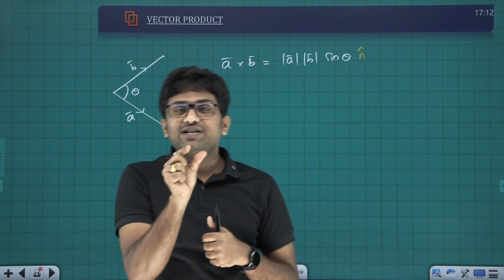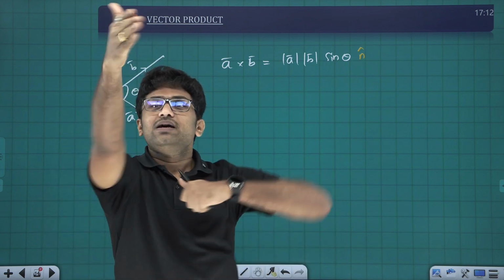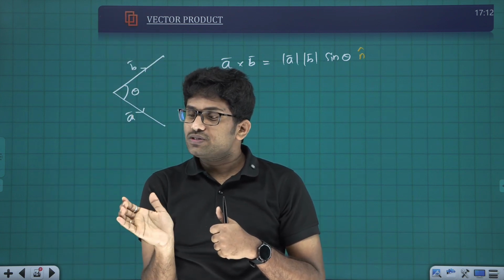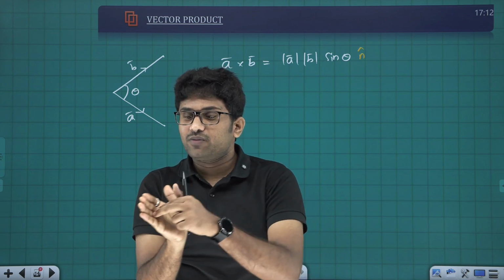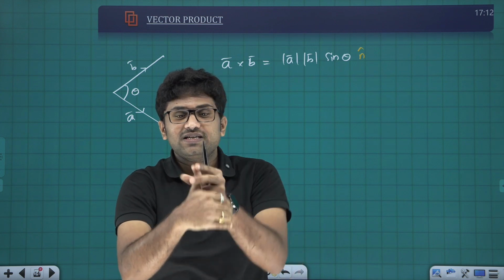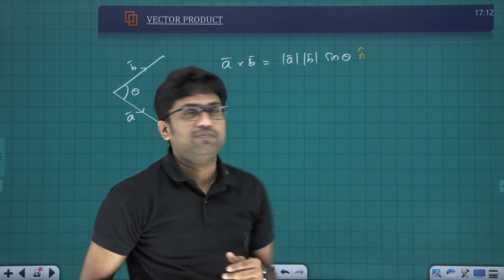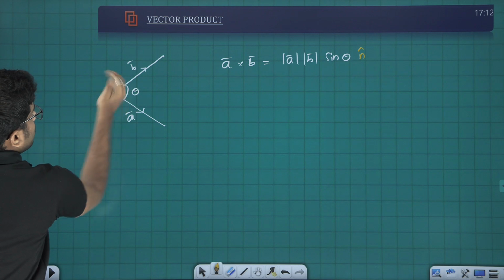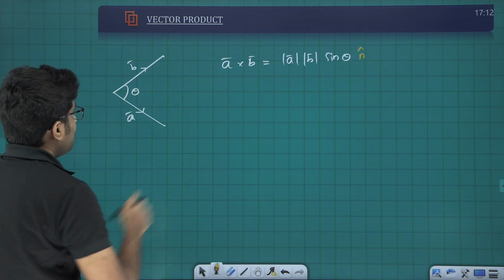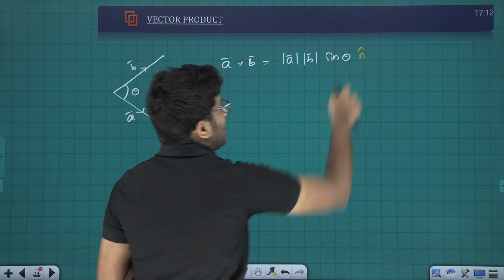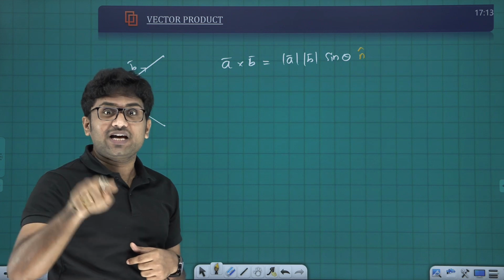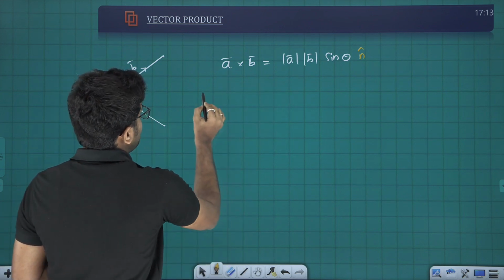Now, the direction of the resultant is given by the right hand thumb rule. See, we are multiplying A bar and B bar, no? A bar cross B bar. From A bar you are going to B bar, then the thumb indicates the direction of A bar cross B bar. So this direction will be our A bar cross B bar. So A bar cross B bar will be in the direction of n cap. Clear? A bar cross B bar is always a vector.